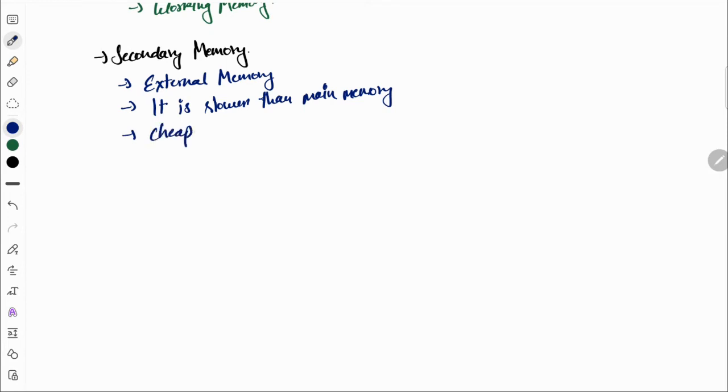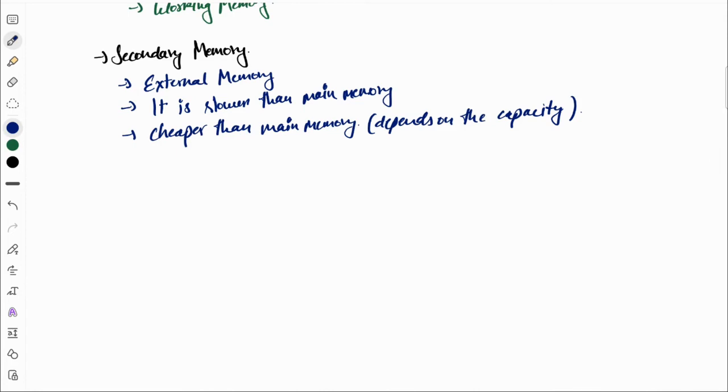Cheaper than main memory. Depends on the size, capacity or size. The content of secondary memory is first transferred to the main memory and then the CPU can access it.